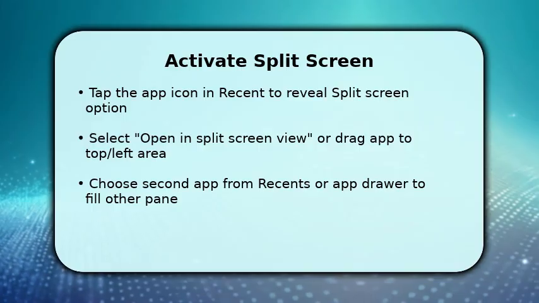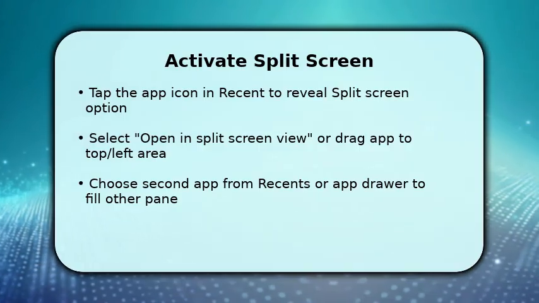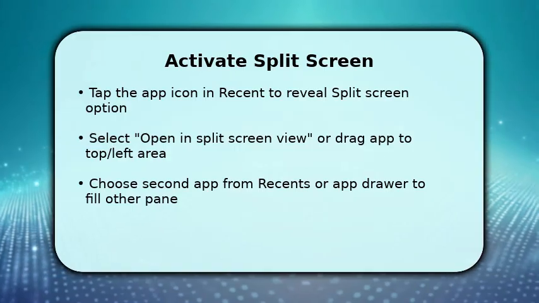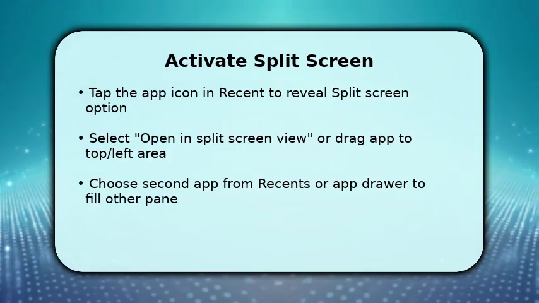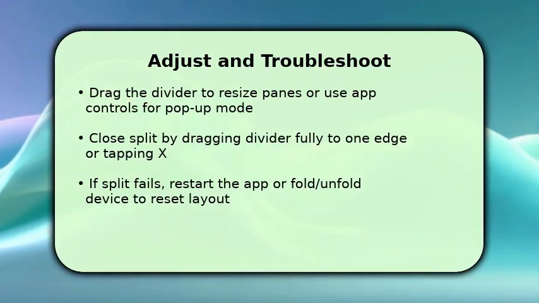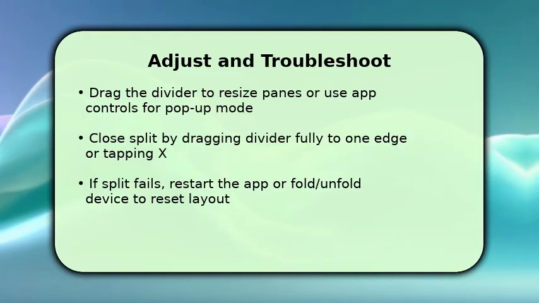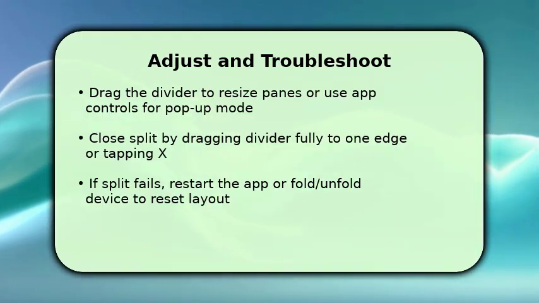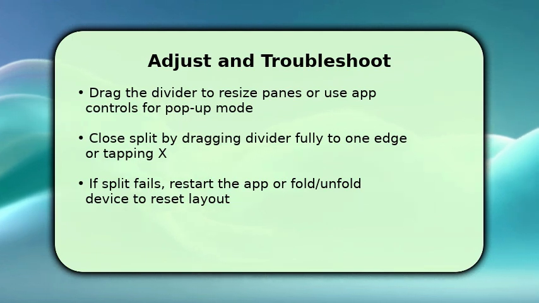This method gives you control over which app takes which pane, so you can arrange productivity or media apps side by side. You're almost done. Adjust the divider to resize panes and optimize content. If you need one app in a pop-up, tap its title and choose Pop-up View. To exit, drag the divider fully to an edge or tap the X on the app card.